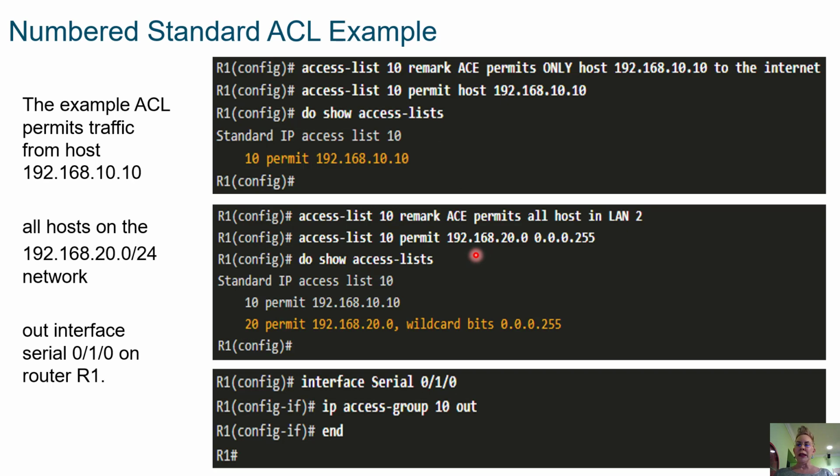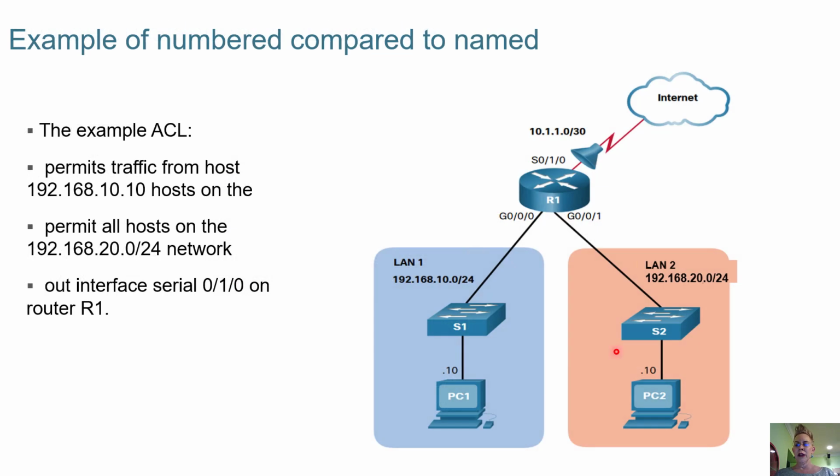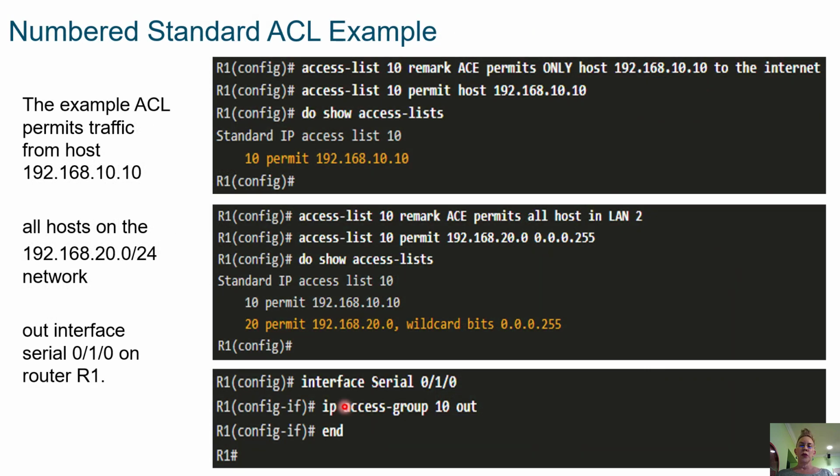Now, what's being blocked? If we look here, we're allowing only the 10.10, and we're allowing this entire network. So that means all other hosts from LAN 1 will not be allowed to the internet. 192.168.10.27 would not be allowed to go to the internet. Why? Because we have the implicit deny. The implicit deny is added on there, okay?